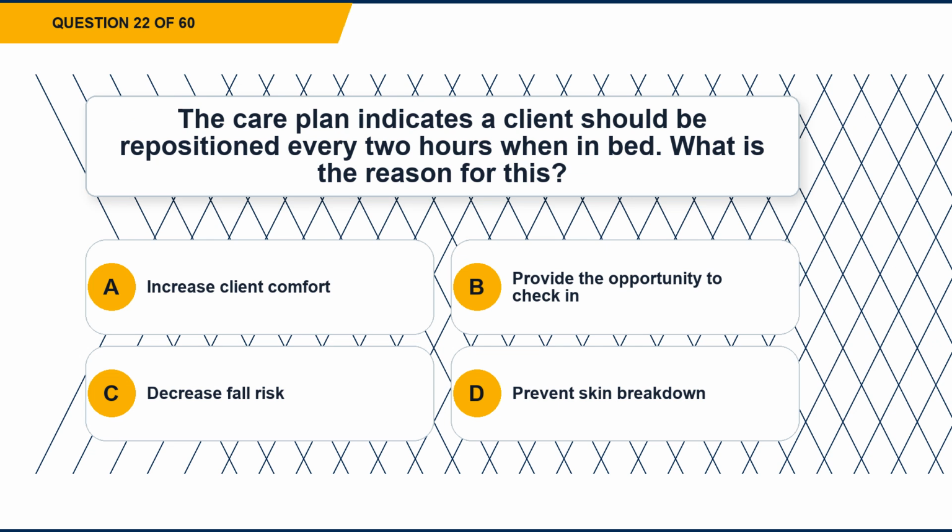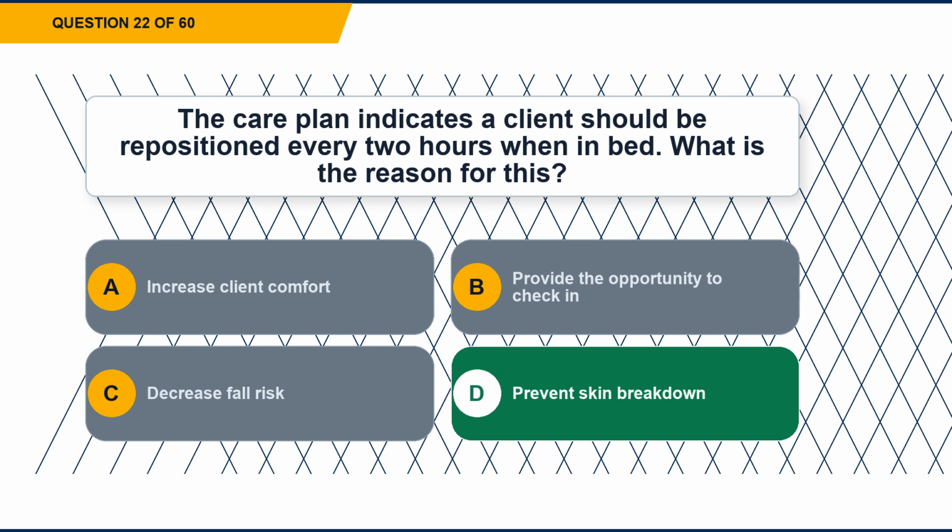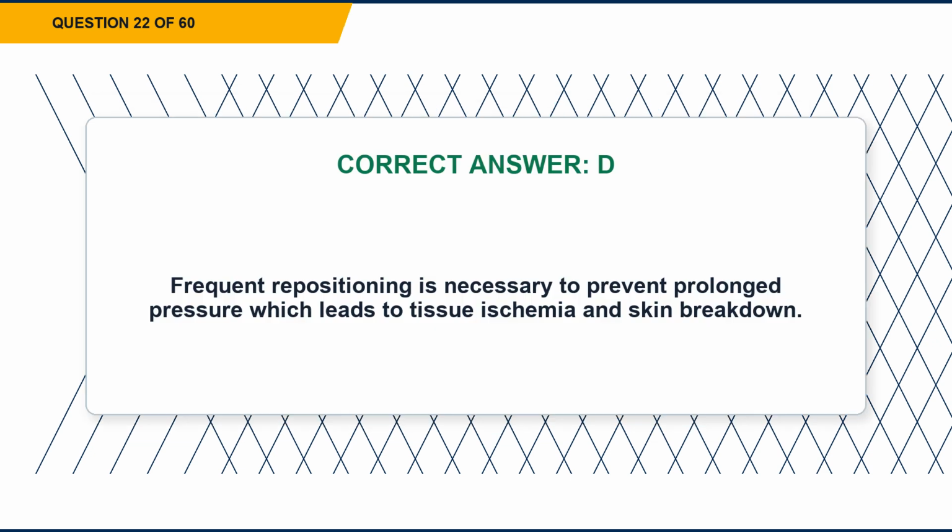Question 22. The care plan indicates a client should be repositioned every 2 hours when in bed. What is the reason for this? Option A, increase client comfort. Option B, provide the opportunity to check in. Option C, decrease fall risk. Option D, prevent skin breakdown. The correct answer is option D, prevent skin breakdown. Explanation: frequent repositioning is necessary to prevent prolonged pressure which leads to tissue ischemia and skin breakdown.